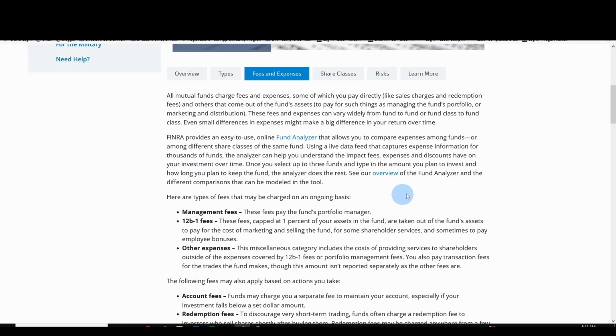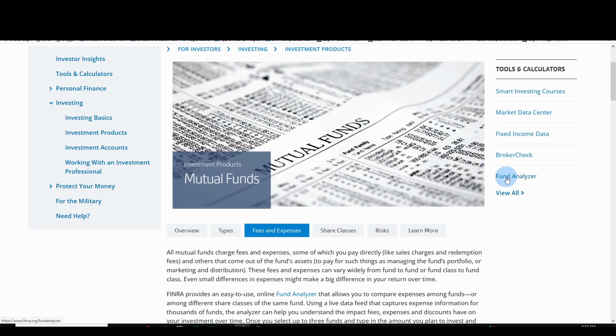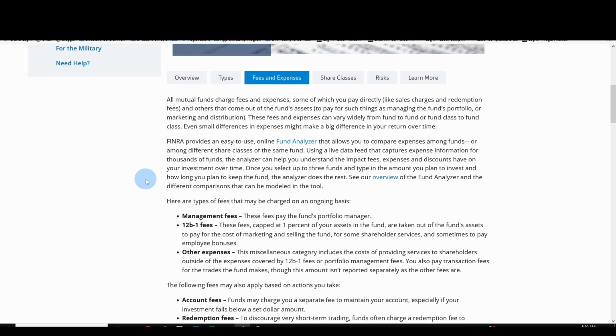See the review of the fund analyzer and the different comparisons that can be modeled in this tool. It's right up here under Fund Analyzer. This information will be linked below.